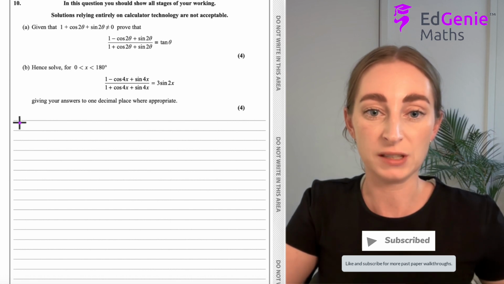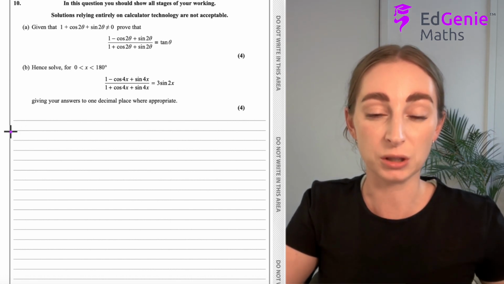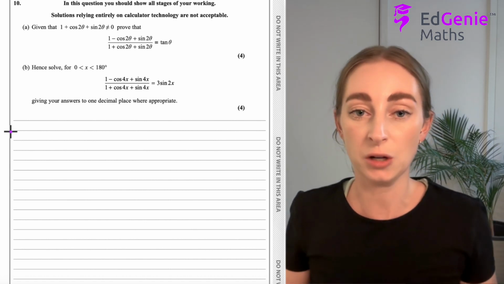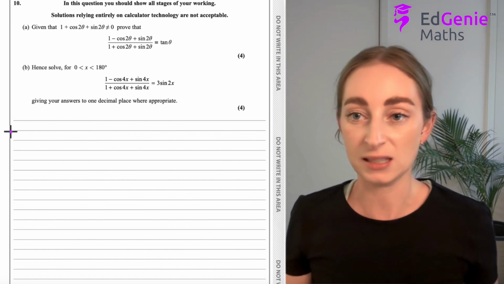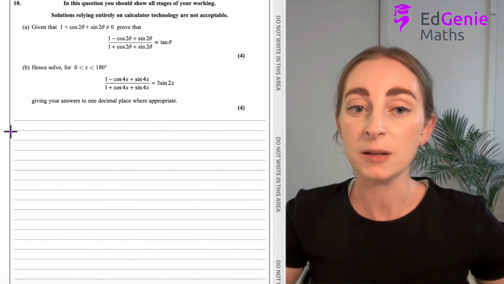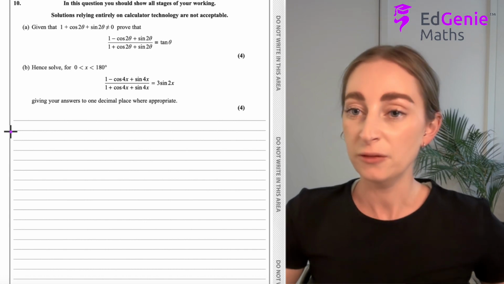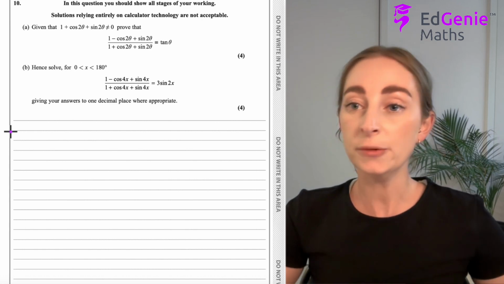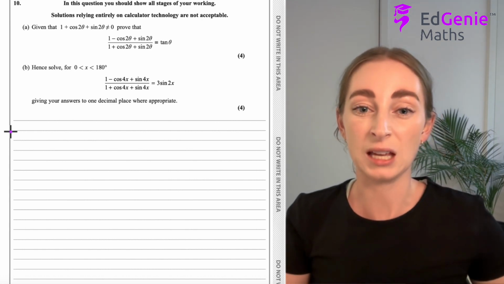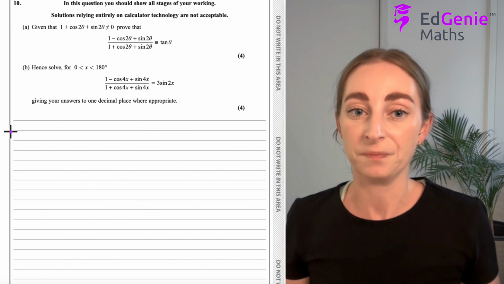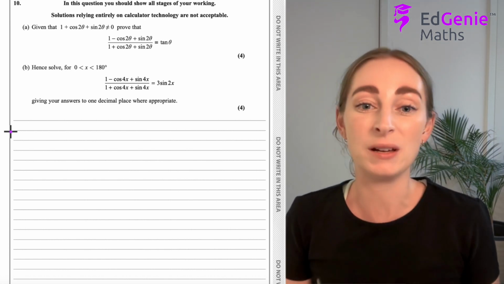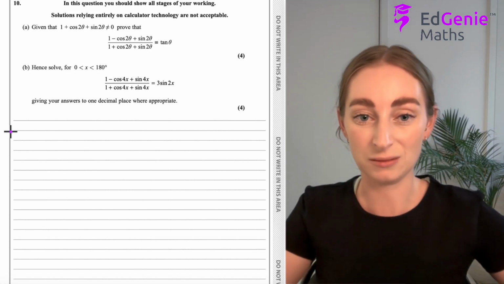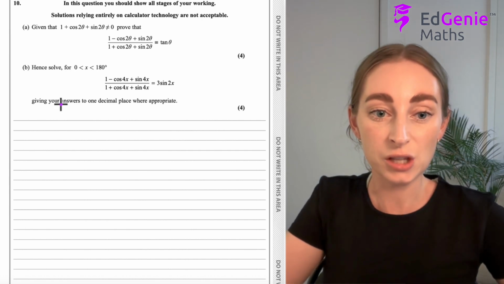Question 10, and we've got a proof question involving trigonometry. Questions like these, you're either going to get it straight away, or you could spend hours and hours and still never get it. So what I would really recommend is have a go at it. If you think, oh, this is literally going nowhere, I don't know what I'm doing, just stop, go and do another question, and then when you come back to it, you're going to be thinking about it in a different way. You've got to have a bit of luck with these. If you start going down the wrong path, it's quite difficult to get back, isn't it? So let's give it a go.